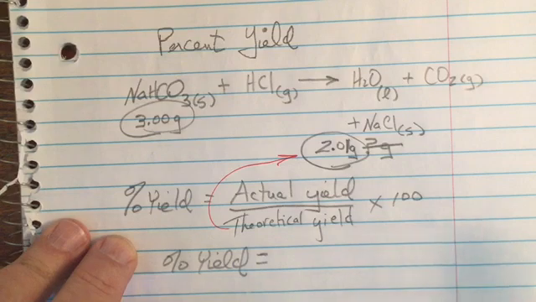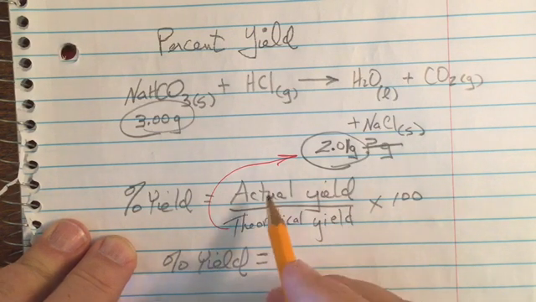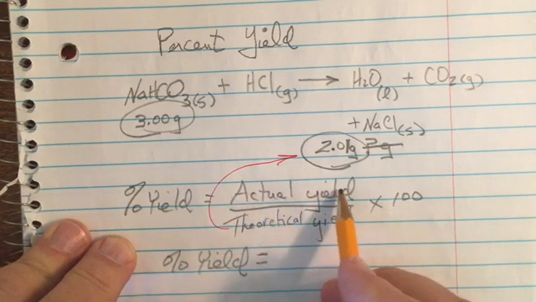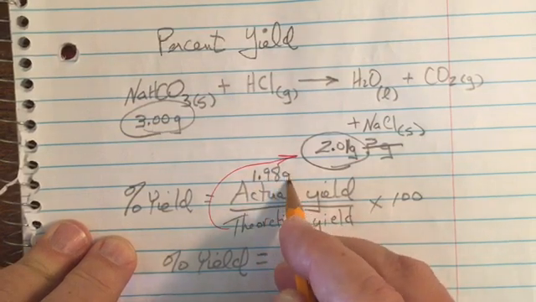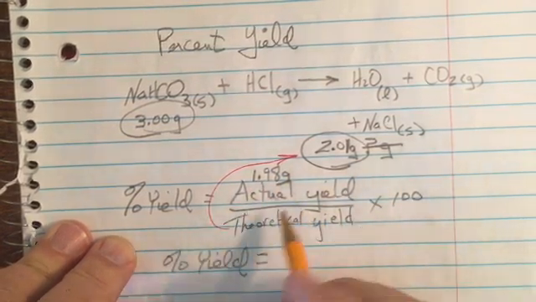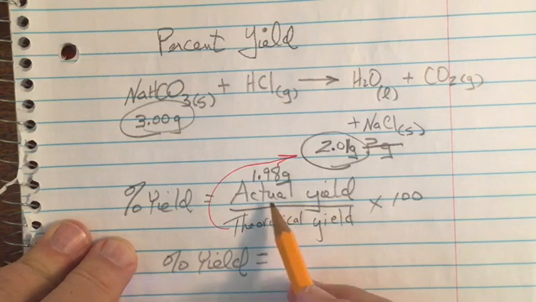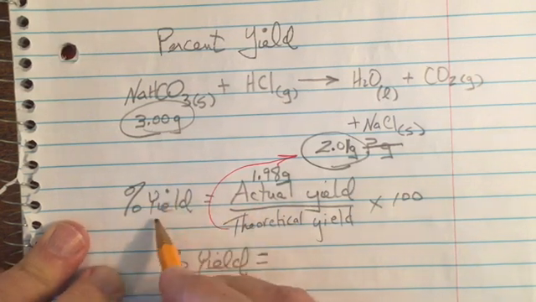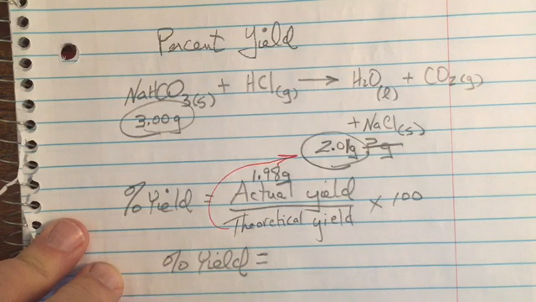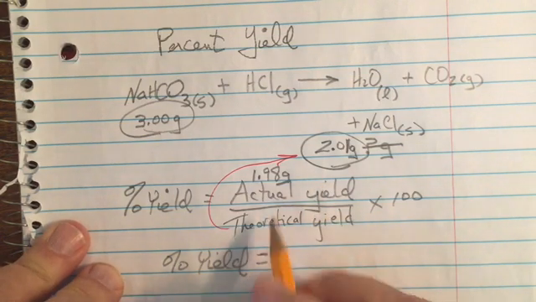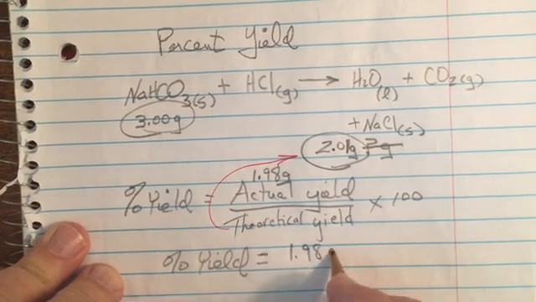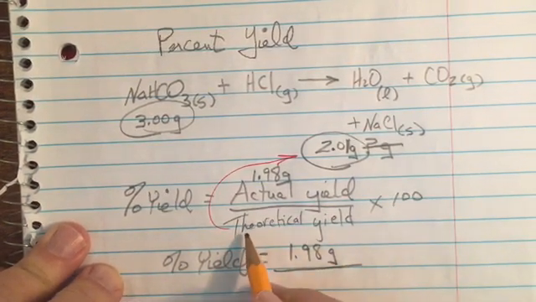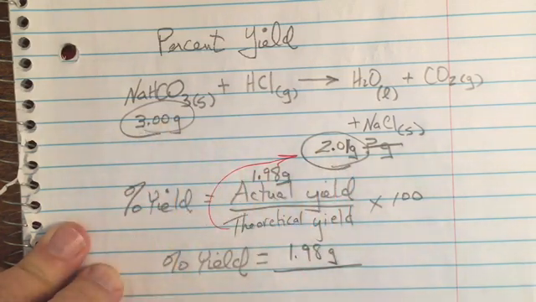But let's say I do an actual experiment like we do in the laboratory at FSCJ, and I come up with my experimental amount of 1.98 grams. For some reason, I have a little bit less than I should have gotten in theory. Therefore, what is my actual percent yield for that particular experiment? Well, in this example, the actual yield is my experimental yield, 1.98 grams, divided by the theoretical yield, which is what I calculated I should have gotten in theory.